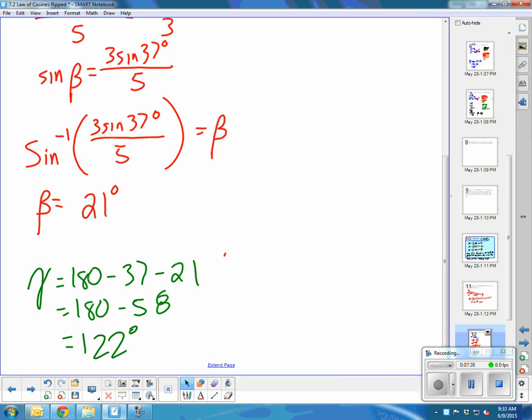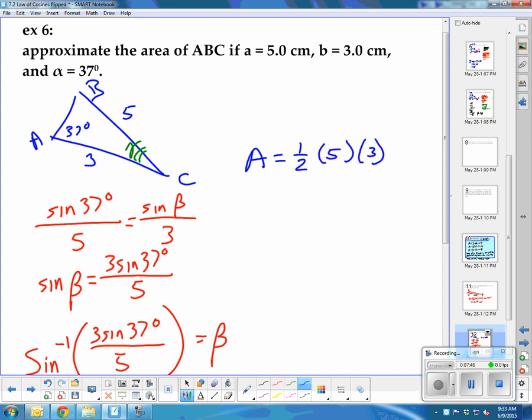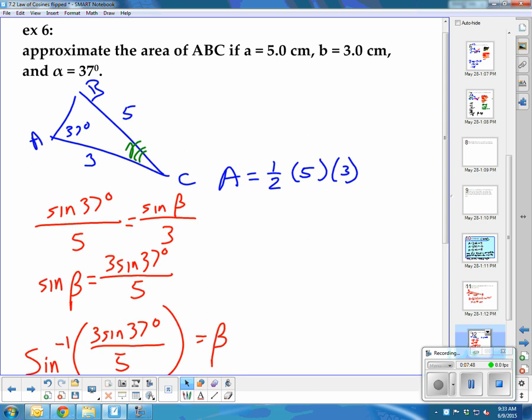I can scroll back up to my diagram, and I can use my area formula and say that the area is going to be 1/2 times 5 times 3, times the sine of the 122 degrees. Just a matter of putting that into the calculator, and we get approximately 6.4 square centimeters for our area there.